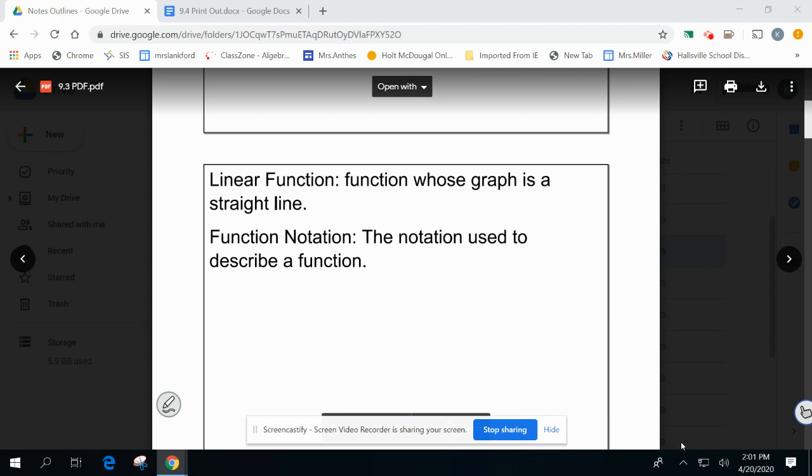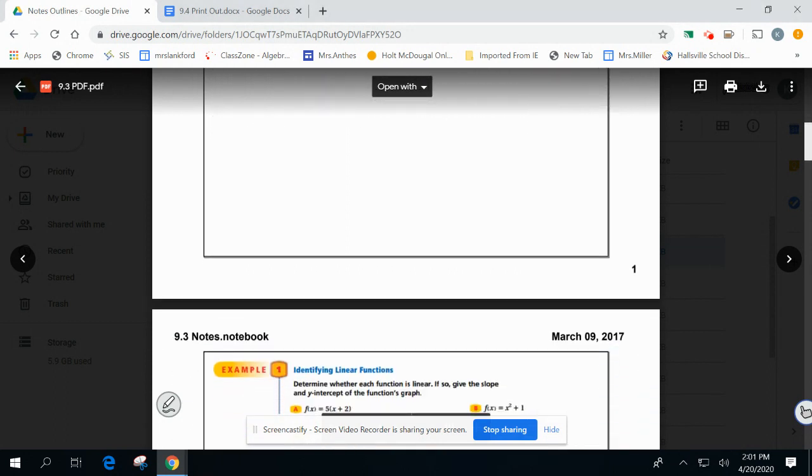Okay, for the first part, your vocab words, you'll need to pause and write these down. That's at the very top of your notes outline.